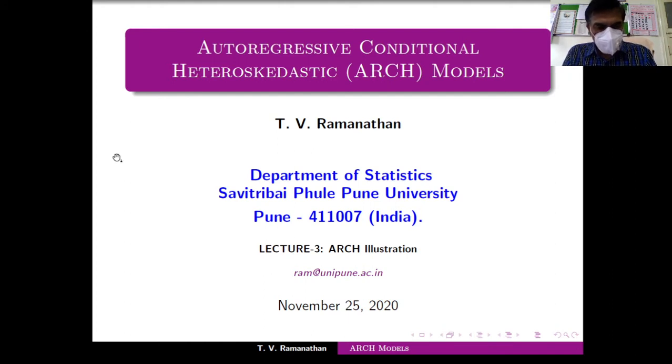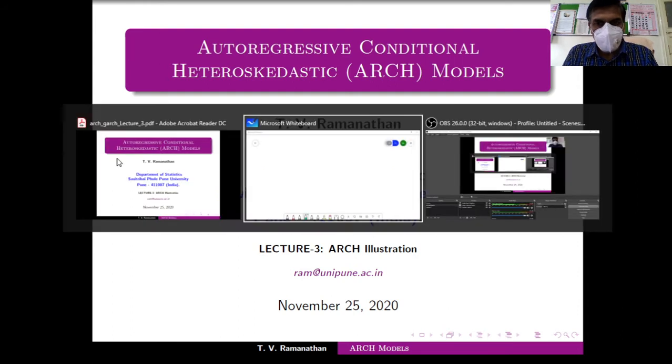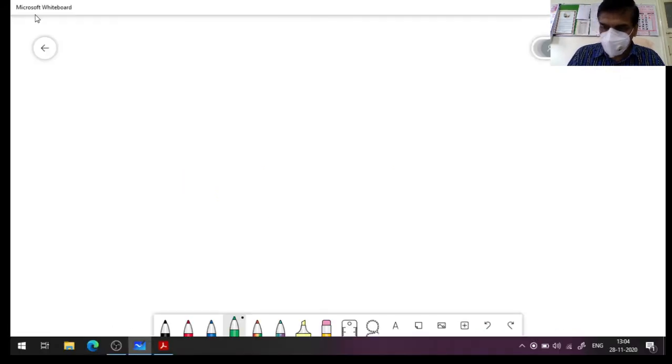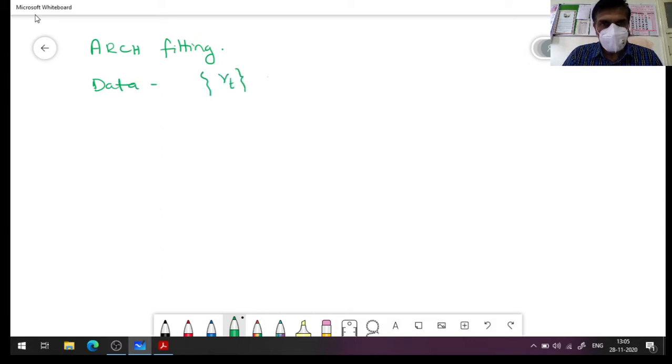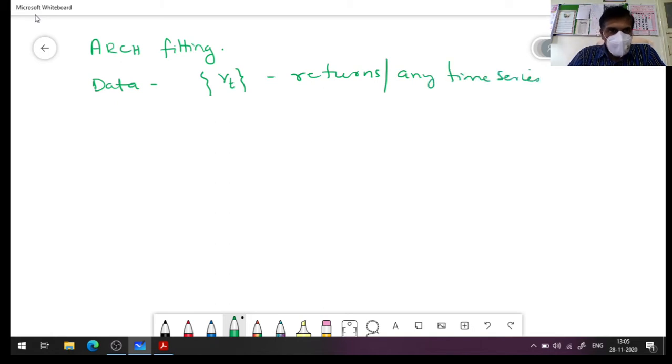Anyway, what are the steps involved in this whole business? I'll just try to write them. Now, ARCH fitting. I'll write step by step. What you have is the data. I'll just call it RT. Of course, we used to call it YT. These are the returns or any time series. Okay, so step by step we will write this.